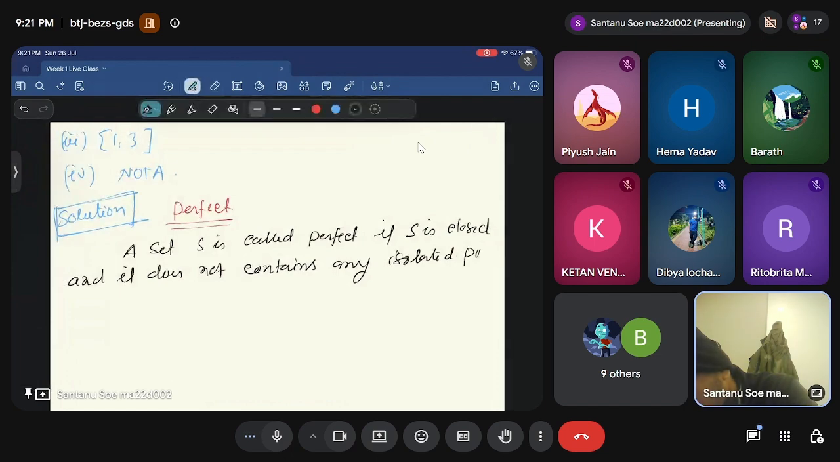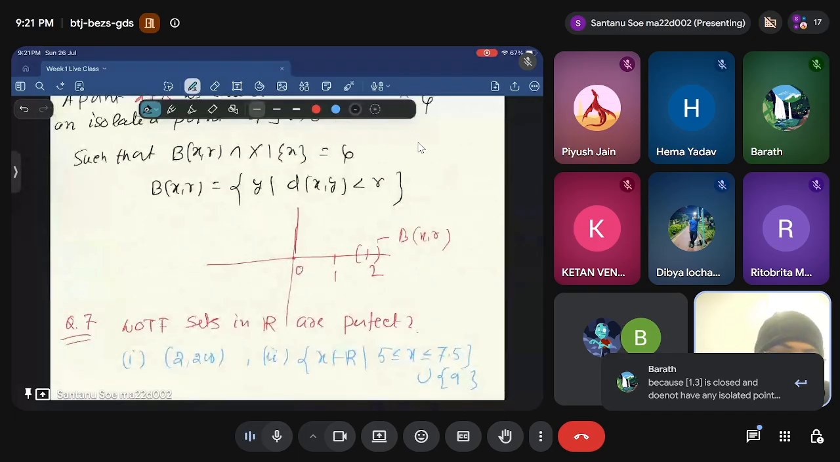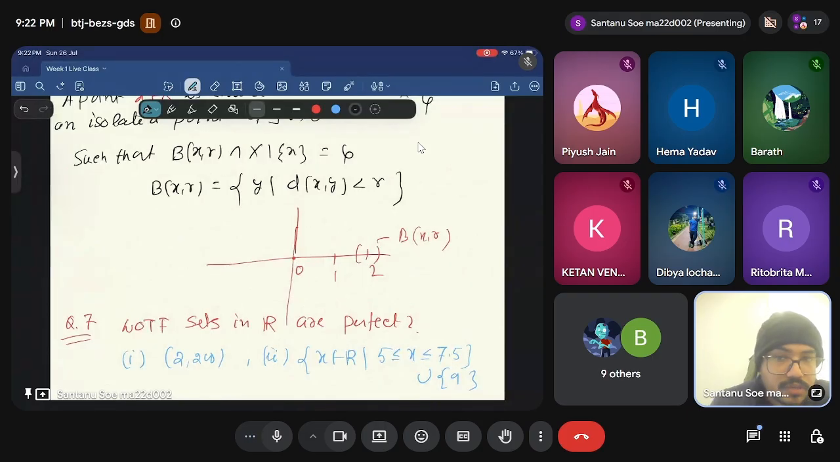Okay, so you have to verify two things. One is the closedness, another is the isolated points. So now if you come to the question, you see the first set, which is the open interval 2 comma 200, is not a closed set. So this is not a correct option. Second set is closed because it is the closed interval 5 comma 7.5 union 9, which is a union of two closed sets. So it is a closed set, but it contains an isolated point. As we have shown in the previous question, by the same argument, 2 was an isolated point. We can similarly show that 9 is an isolated point of this set. So this is also not true.